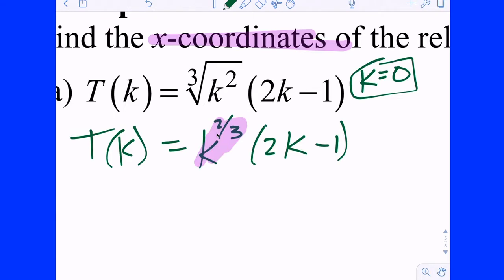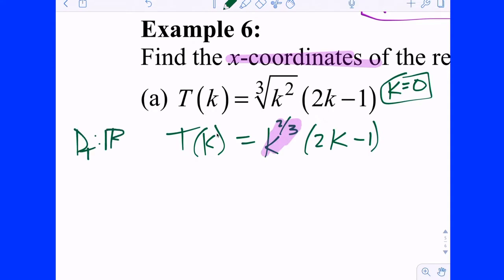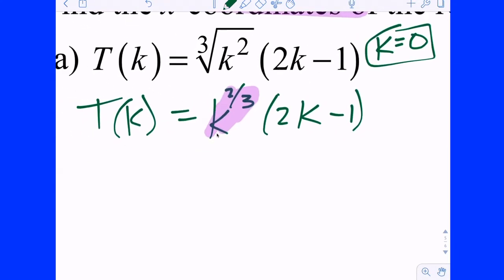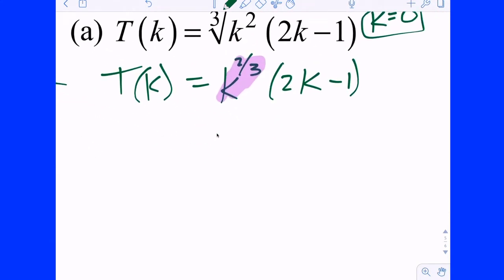The domain of t is all real numbers. Would you agree? The domain of t is all real numbers. You could take the cube root of any number. It's going to be squared anyway, times 2k minus 1. So, yeah, now we need the critical values. So t prime of k, we're going to have to use the product rule.